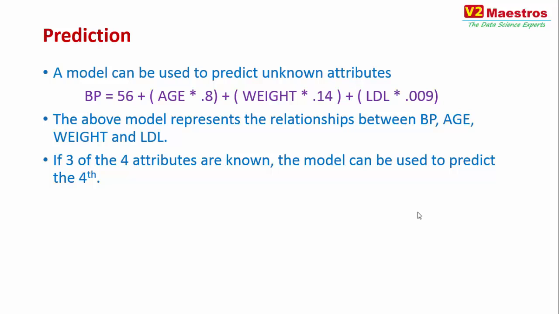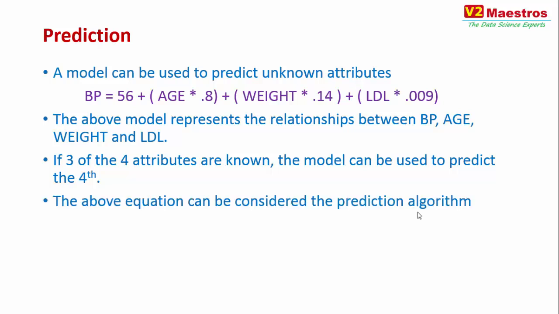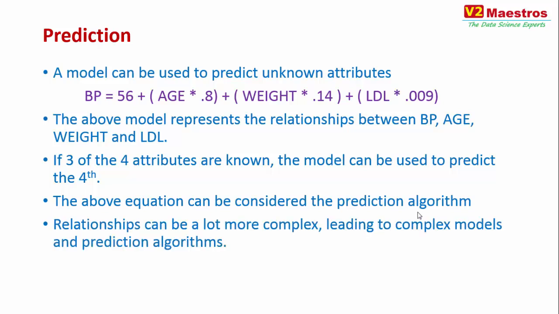So you have 4 attributes here. If I know any 3 of them, I can just rewrite this formula to compute whichever attribute I want. If I know 3 of them, I can predict the 4th one. So this is what you call prediction from a model. The above equation can be considered a simple prediction algorithm. It's a simple thing, and relationships can be a lot more complex, leading to more complex models and prediction algorithms.